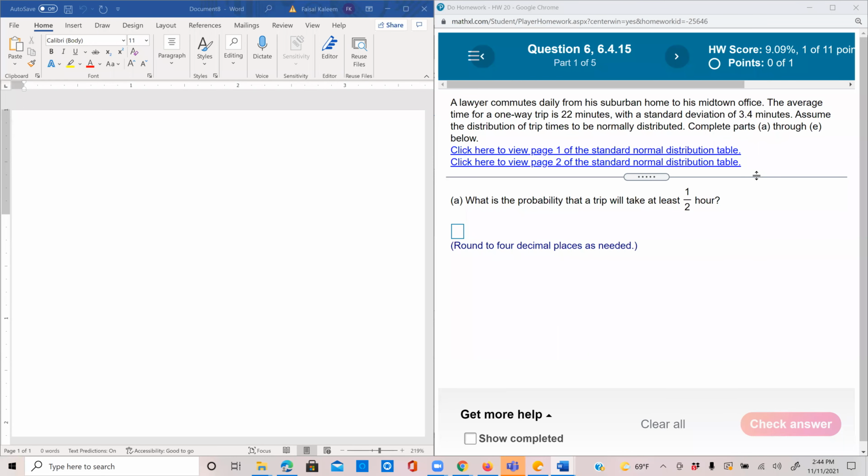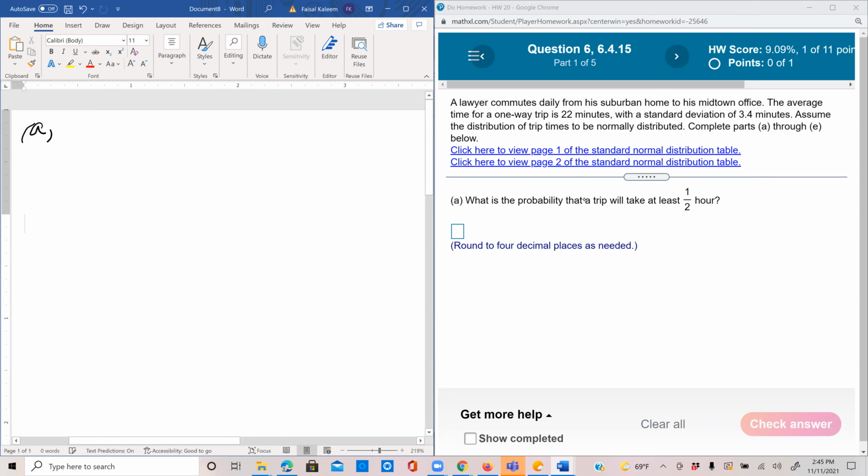A lawyer commutes daily from his suburban home to his midtown office. The average time for a one-way trip is 22 minutes, standard deviation 3.4. Assume the distribution of the trip times to be normal. What's the probability the trip will take at least half hour?